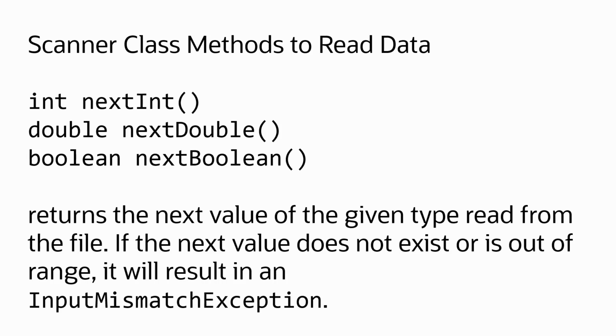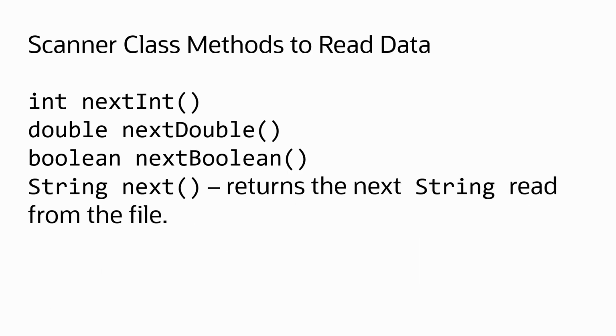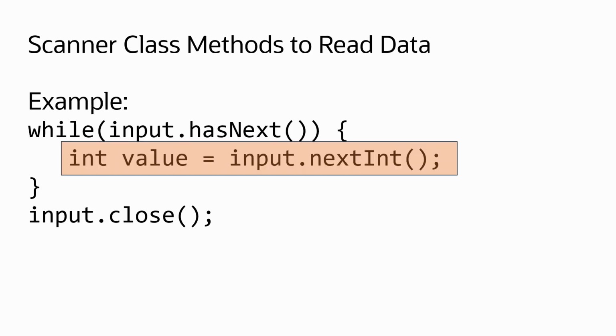The Scanner class has several methods to read data. int nextInt, double nextDouble, boolean nextBoolean will read the corresponding values in. If the next value does not exist or is out of range, you'll get an InputMismatchException. It also has a method to read in strings, String next, which will return the next string read from the file.